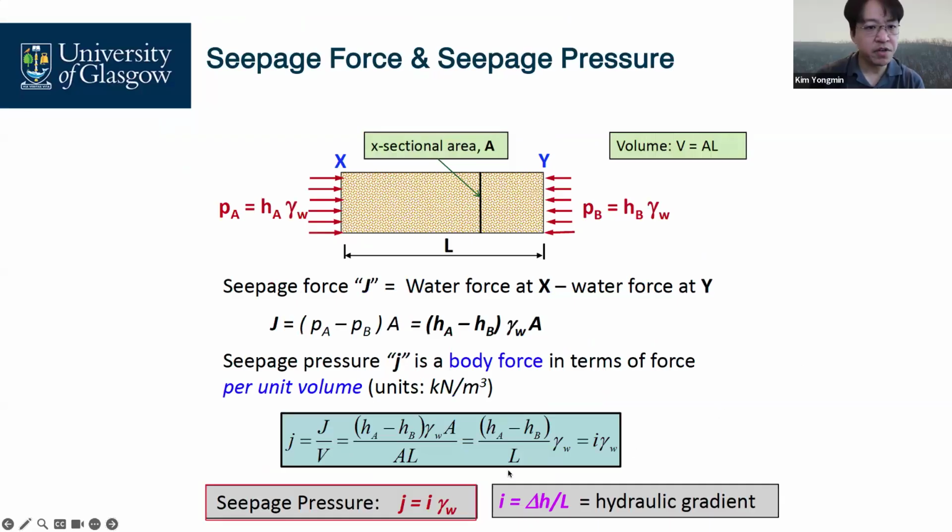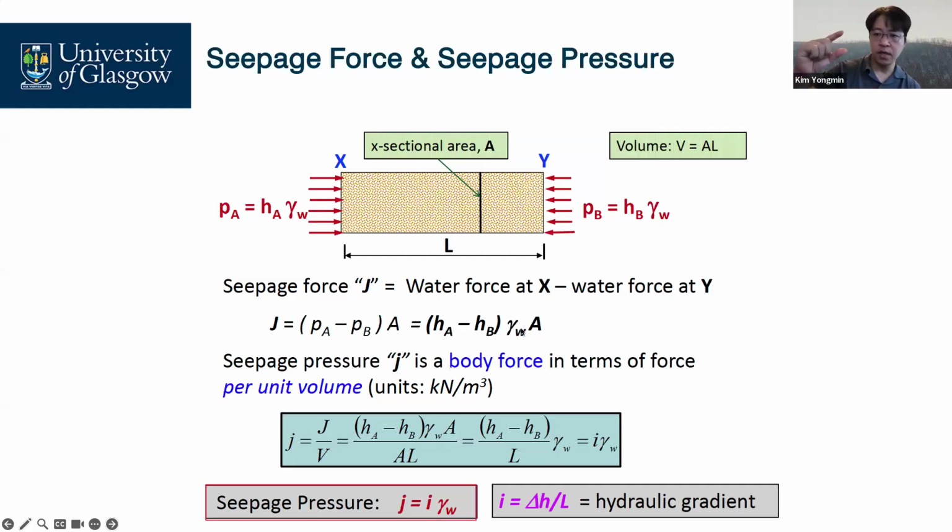So let's consider the seepage force, J, capital J, acting in the direction of flow, in this case normal to these sections. It is the water force at point A minus the water force at point B. So this seepage force J is the water pressures, PA minus PB. It can be expressed by total head differences by considering the unit weight of water in the equations.